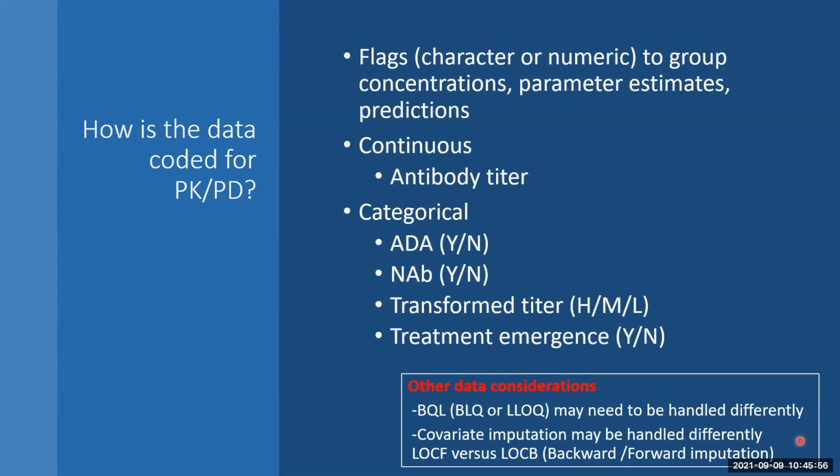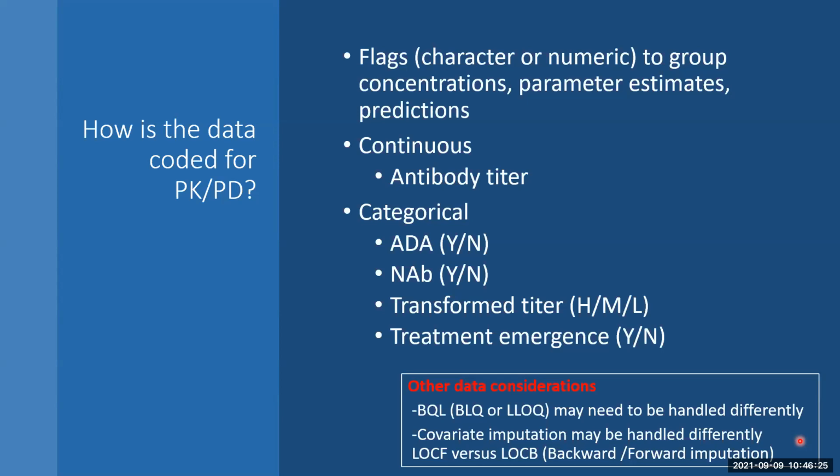We may need to reassess how we handle those because of ADA, right? Our assessments of anti-drug antibody, treatment emergent anti-drug antibody, and neutralizing anti-drug antibody may drive how we assess samples that are measured as below the limit of quantitation or unquantifiable, especially if there's a large number of them in correlation to a flag status of positive anti-drug antibody.